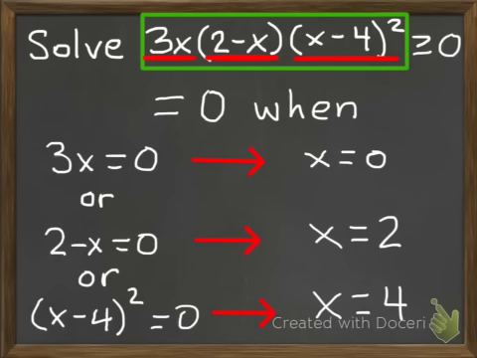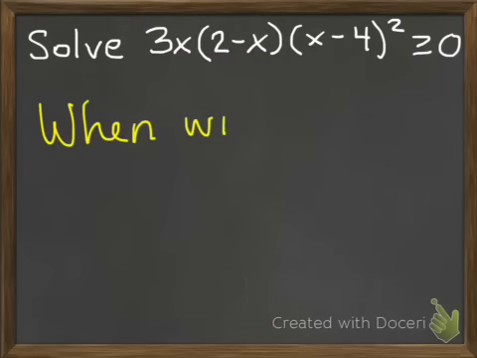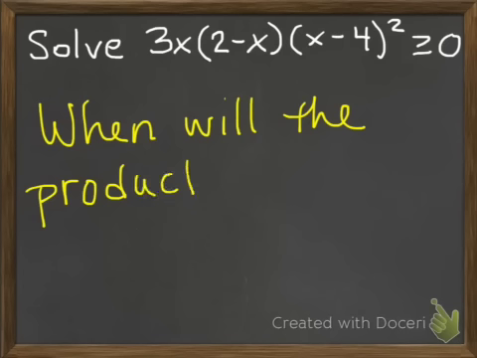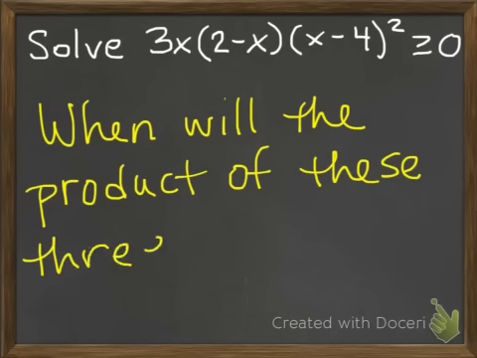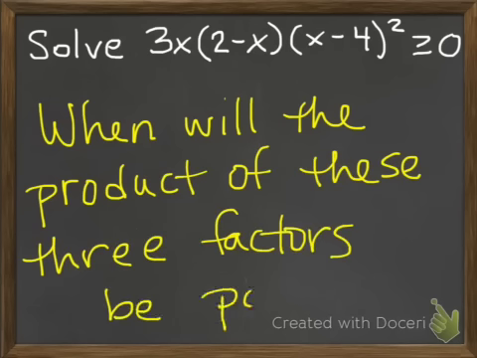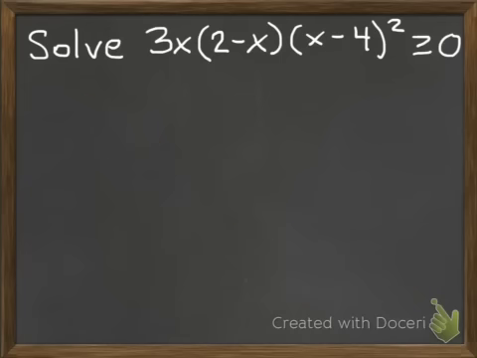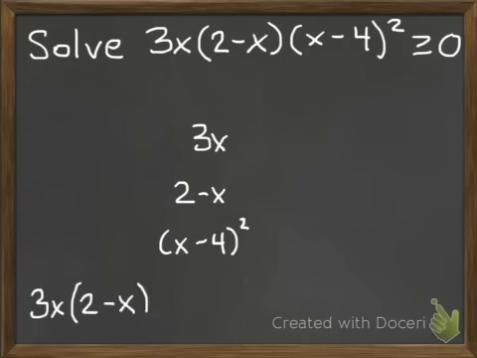Now we need to find the x values that will make that expression greater than 0, or, in other words, make that expression positive. So the question we need to answer is, when will the product of these three factors that make up the left side of the inequality be positive? Our three factors, again, 3x, 2 minus x, x minus 4 squared, and their product is what we're interested in having be positive.